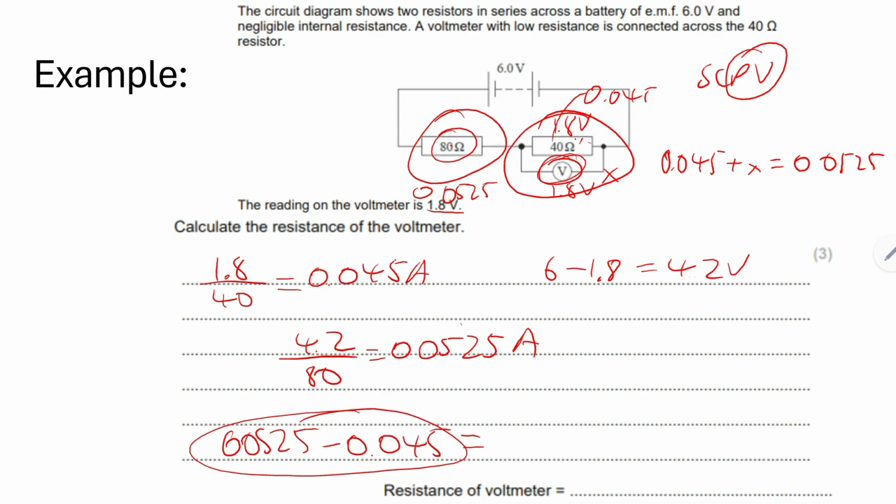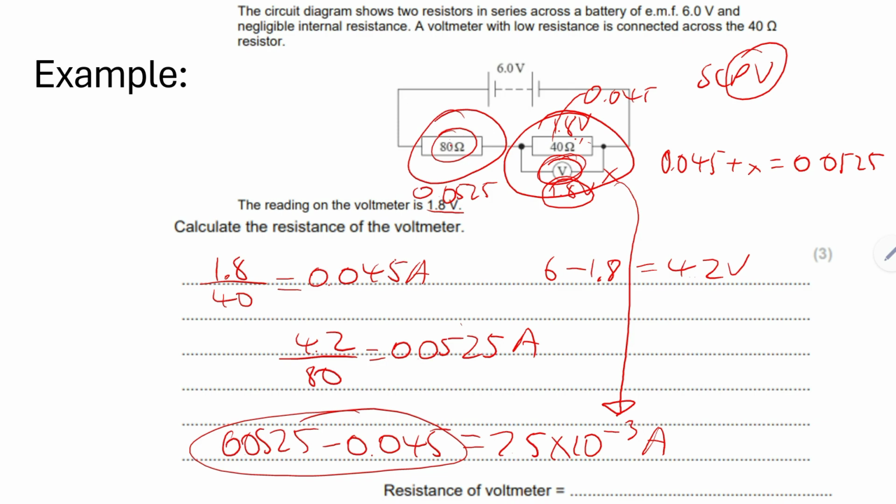So 0.0525 minus 0.045 would equal 7.5 times 10 to the power of minus 3 amps. So now we know what X is. X is 7.5 times 10 to the power of minus 3. And over here, from the question, we know that the voltage going through it is 1.8.